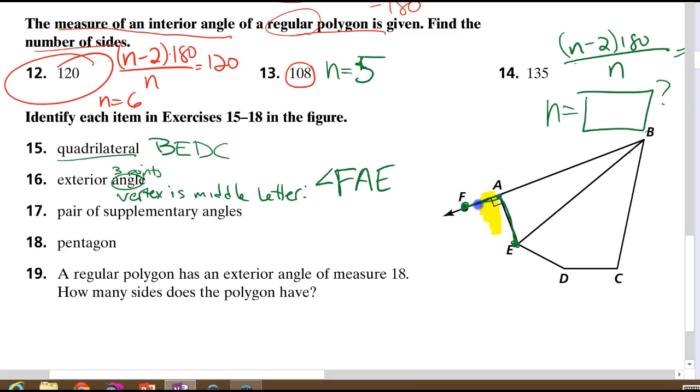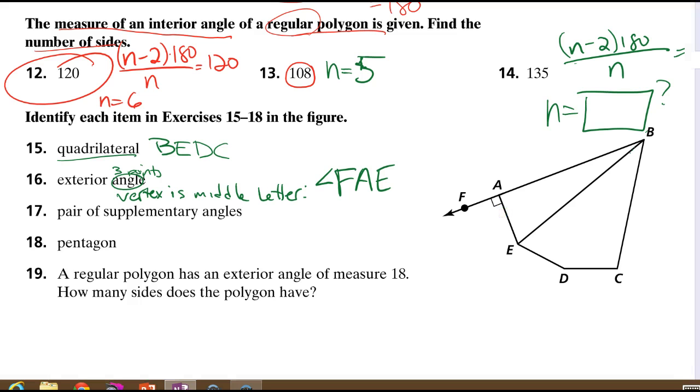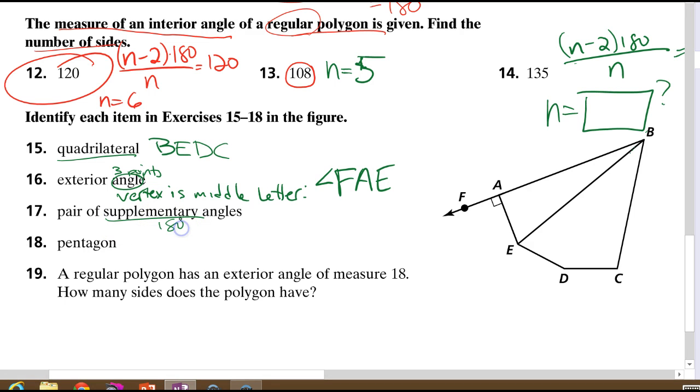Now, we need a pair of supplementary angles. I'm going to name the 2 angles that add up to 180. So I've got something plus something equals 180. Not that, not that, not that, not that. Oh ho ho! But this with this makes a straight line. So that's where I need to be. Hey look, it's the same angle we just talked about, FAE. How do I name this angle? Well, I've got to look way out here at its vertex. BAE. So here's your answer: angle FAE and angle BAE.